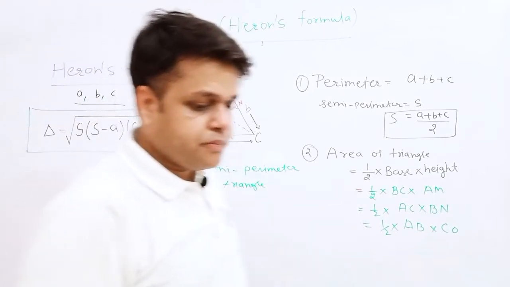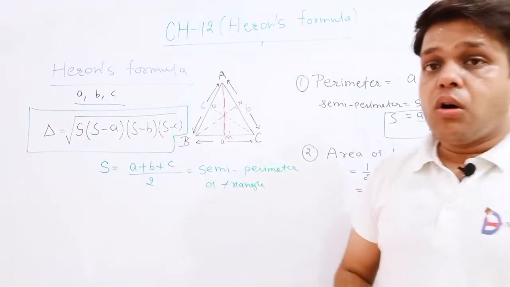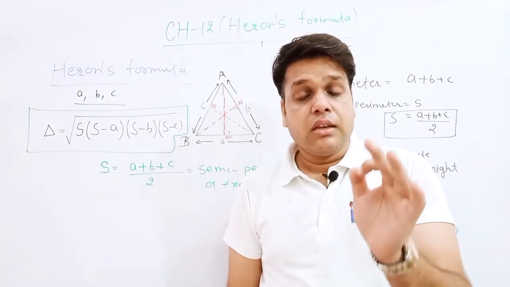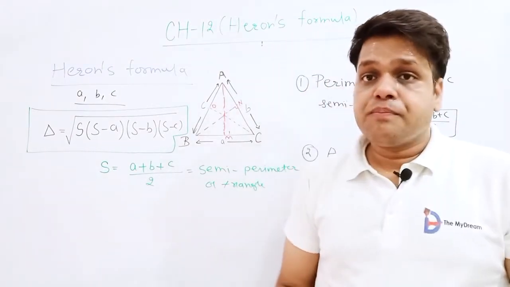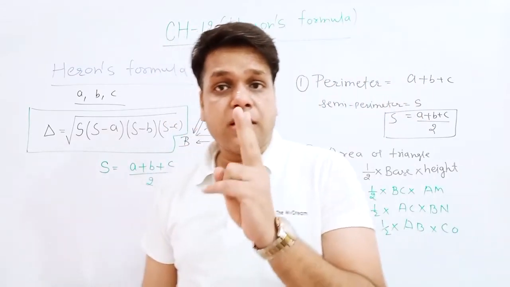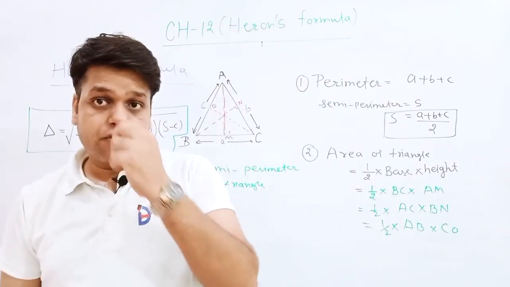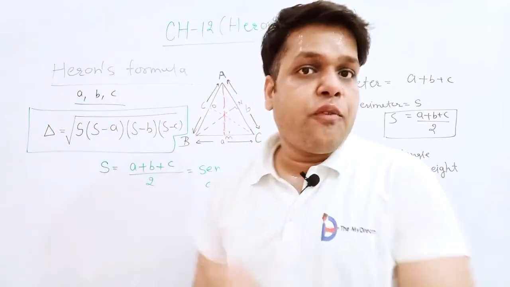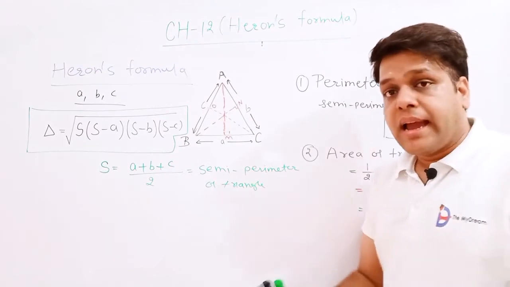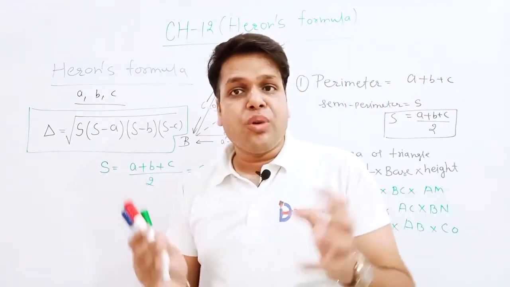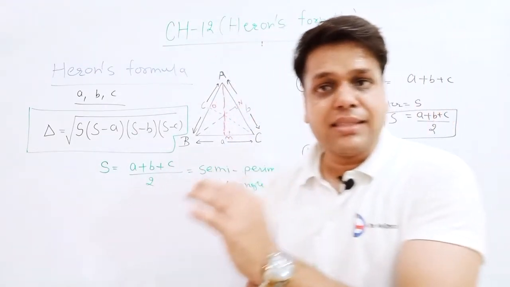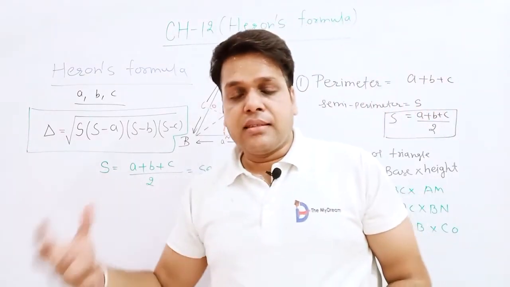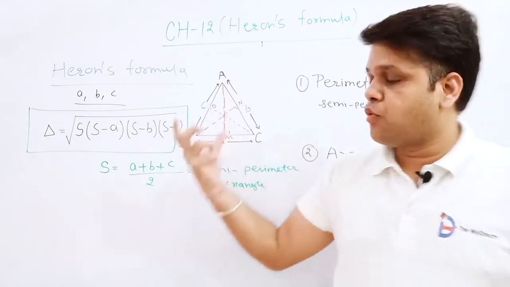So now you all know the area of a triangle by using Heron's formula. Here we have described two formulas for the area of the triangle. First formula is half base into height. Second formula is root under S into S minus A into S minus B into S minus C. Now, we are moving towards examples based on these formulas.